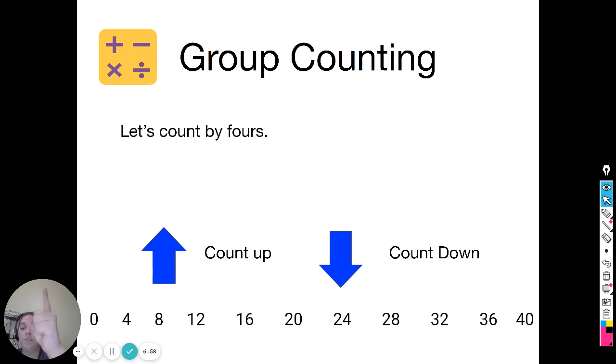Ready? 4, 8, 12, 16, 20, 24, 28, 32, 36, 40, back down, 36, 32, 28, 24, 20, 16, 12, 8, 4, 0.